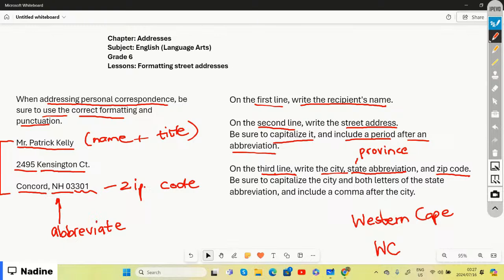So NH, to be honest with you, I didn't even know what NH means. Because remember, I am basically from South Africa. I'm basically from Africa. So I mainly know our provinces. I know our countries. But thank you, Prabha, for assisting us over there. It's New Hampshire.